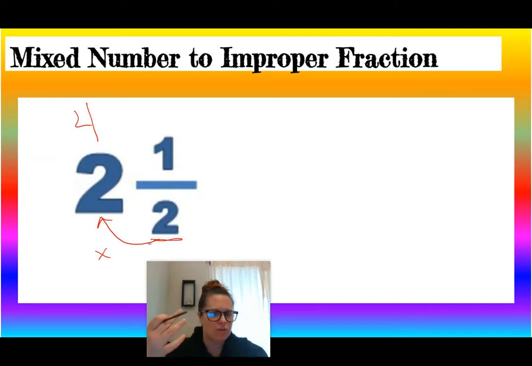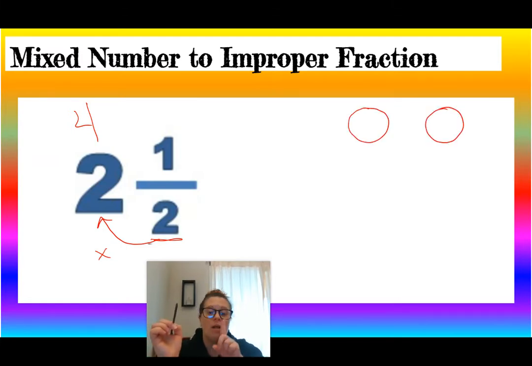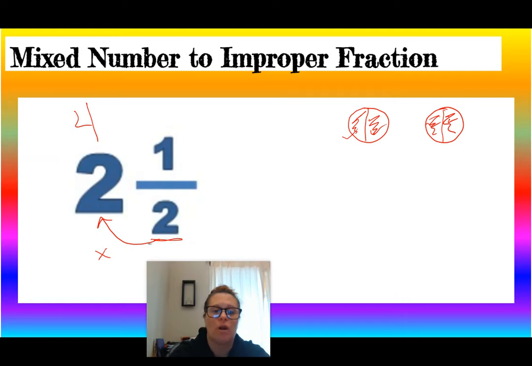Now, to visualize this, you have to imagine it's 2 wholes. So I'm going to draw my 2 wholes over here, 1, 2. But remember, even though they're completely shaded in, they're still broken into 2 pieces because that's my denominator. I'm going to shade them in like this, 1, 2, 3, and 4. So that's what it looks like. I count up my parts: 1, 2, 3, 4. 4 and 4. 2 times 2 is 4.